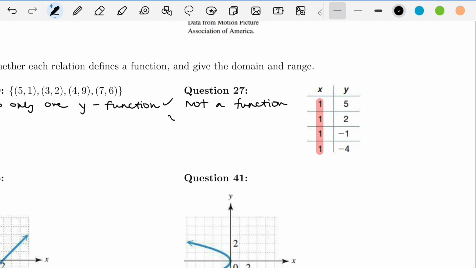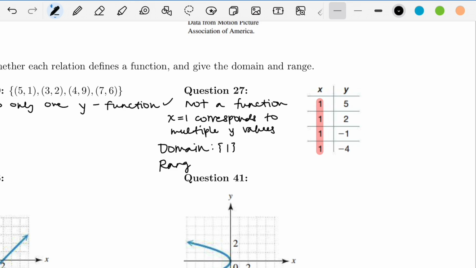And we'll say this particular value, x is equal to 1, corresponds to multiple y values. So that makes this not a function. Okay, we can still list its domain and range though. Its domain is going to be all of its input values, which in this case is just 1. And its range is all of the output values. So here, that'll be 5, -1 and -4.